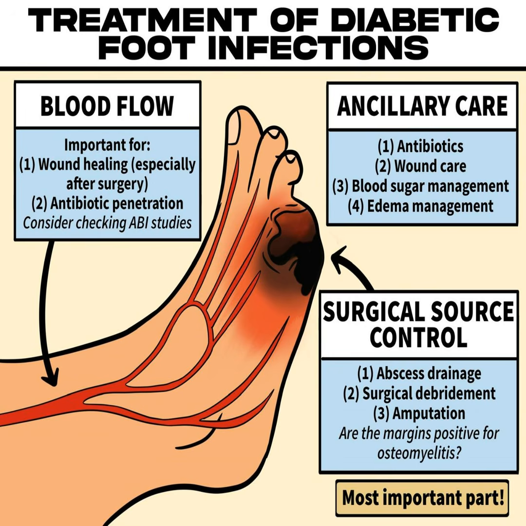Must think about that. And then if there isn't any blood flow issue, the next thing we want to also think about is source control, right? And that can be in many forms, ranging from draining an abscess if that's present to doing a surgical debridement, and then in some cases, an amputation.